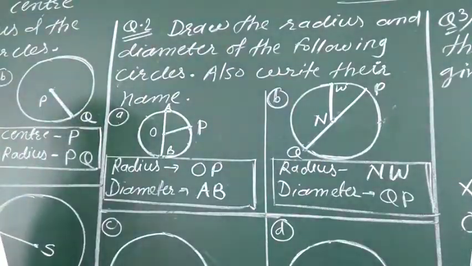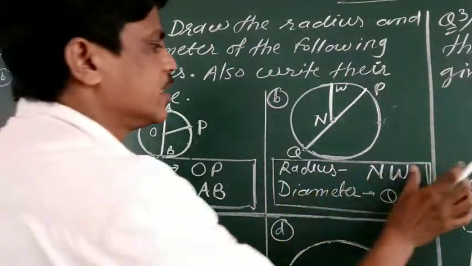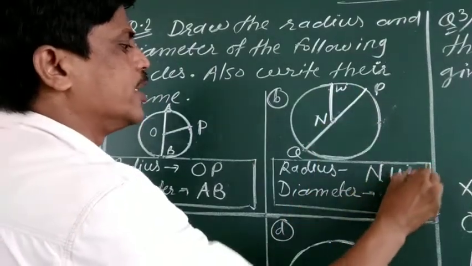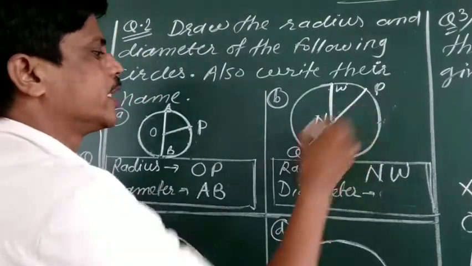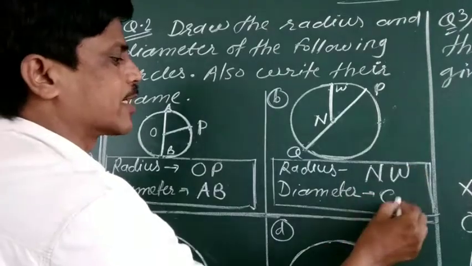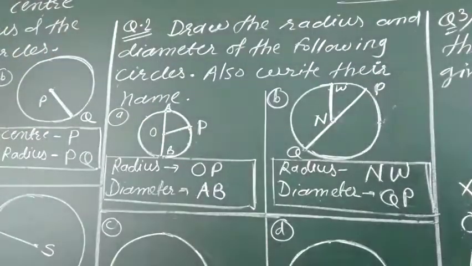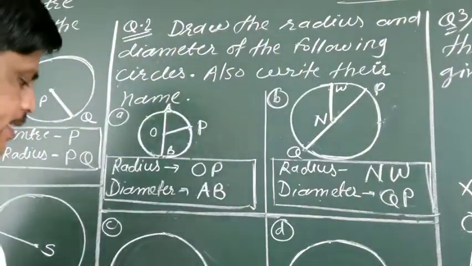QP is your diameter. So what can we write here? NW is radius and then diameter is QP or PQ. Both ways you can write here.